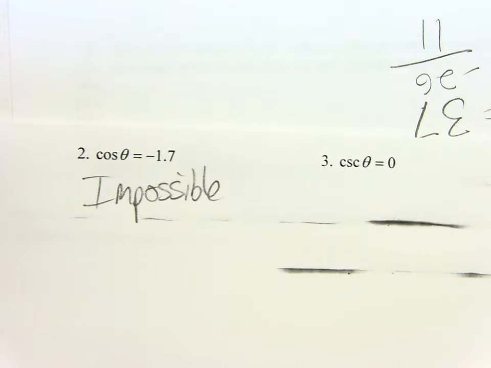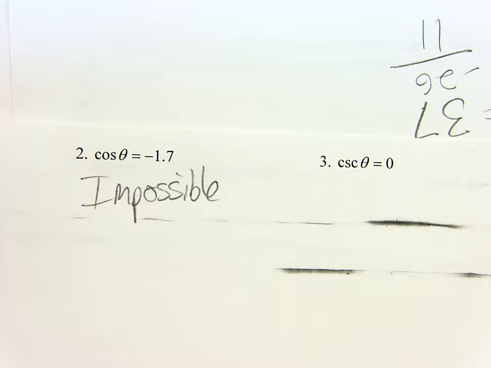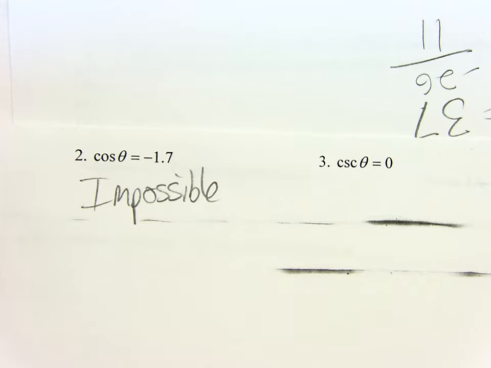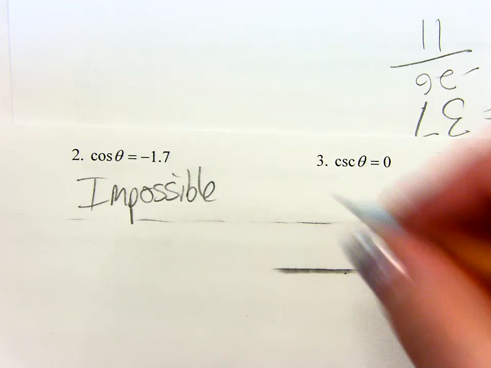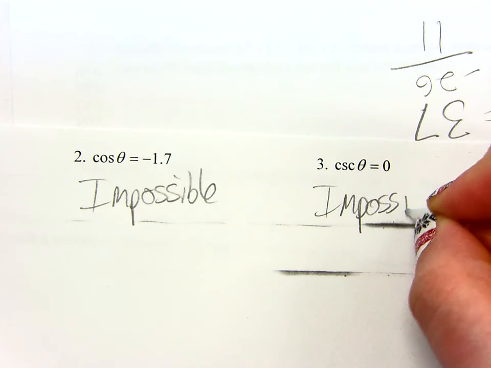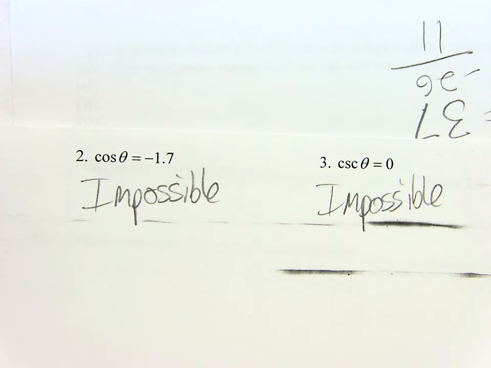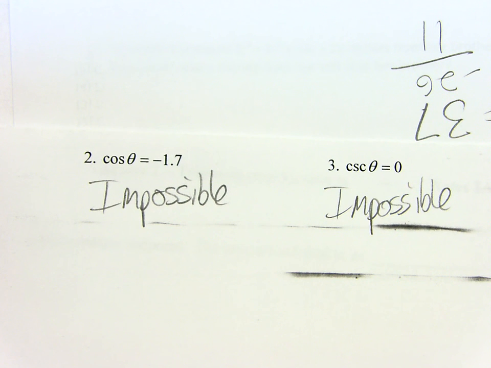Right? And your last one, cosecant of theta, could it be 0? You decide. Don't say it out loud. Just decide for yourself. Can you have a cosecant that's equal to 0? Did you get an answer? What is it? You cannot. That is impossible. Cosecants need to be less than negative 1 or greater than positive 1, and 0 does not fall into that range. Okay? So I actually think we'll take a little break.